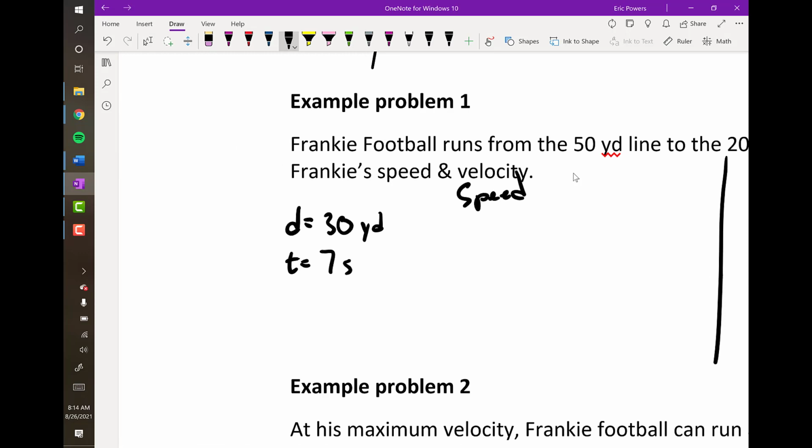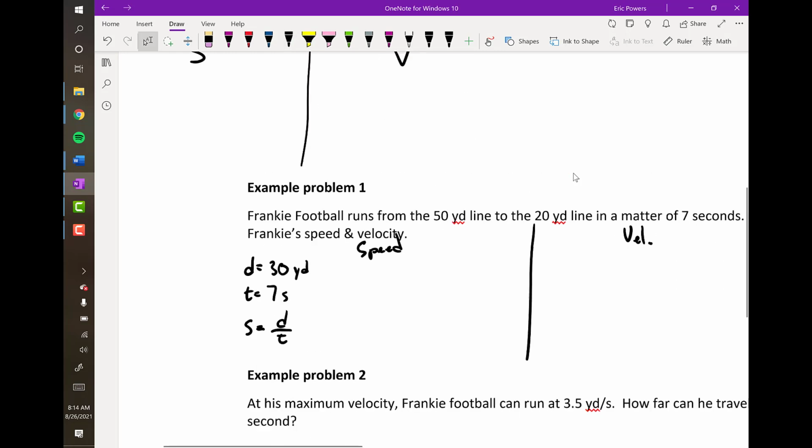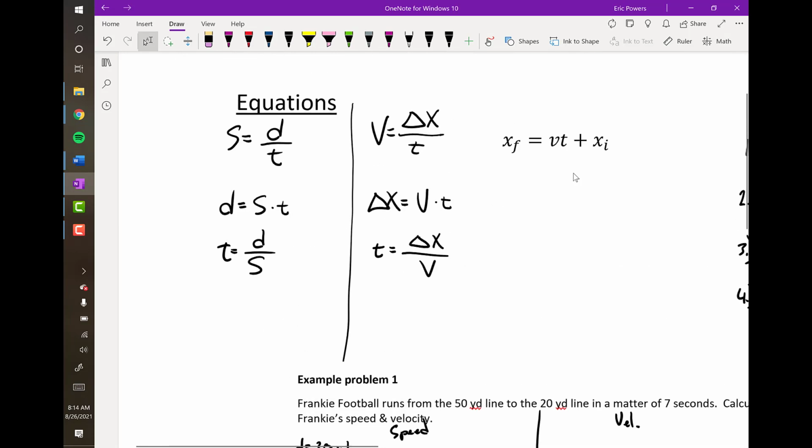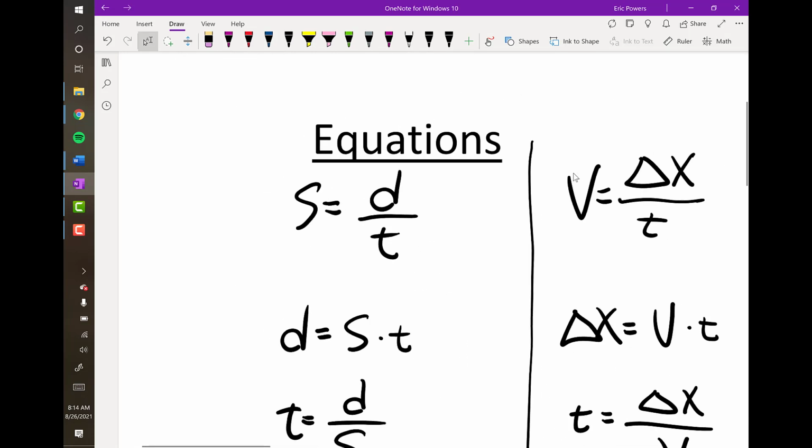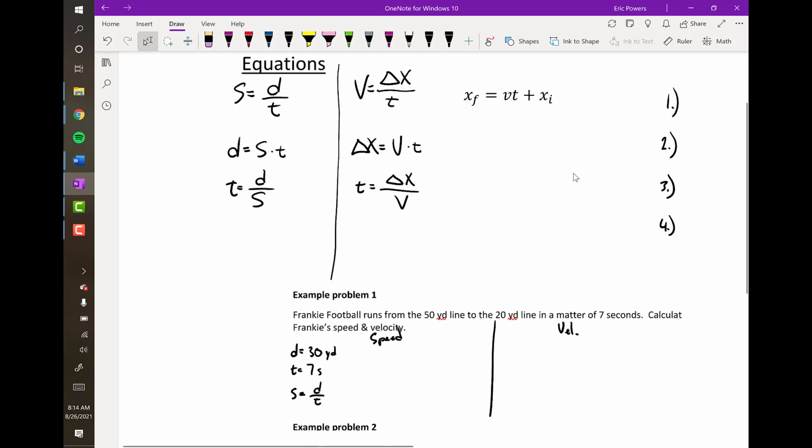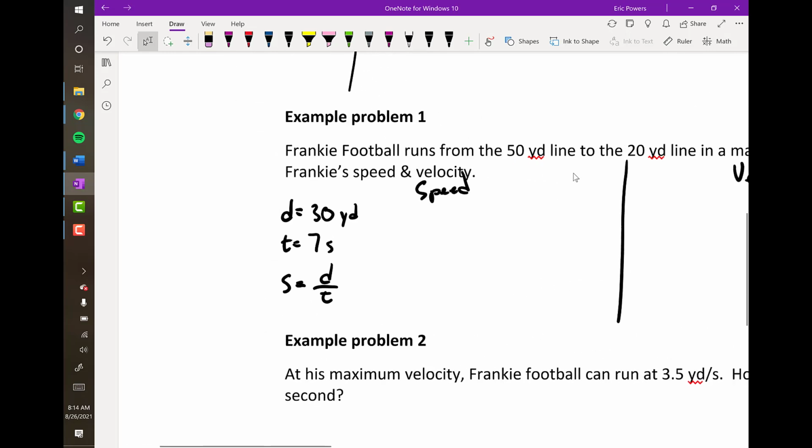So that's what I know. Step one. Step two, I'm solving for speed. Well, I know that speed equals distance over time. Those are the only two, or the only equation that allows me to solve for speed. So if I'm asked to solve for speed, I need to know those two things. And sometimes that's the case. There's only one equation that lets you solve for what you want.